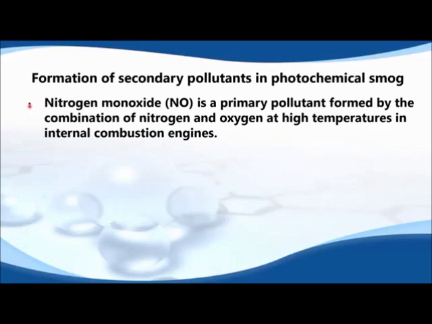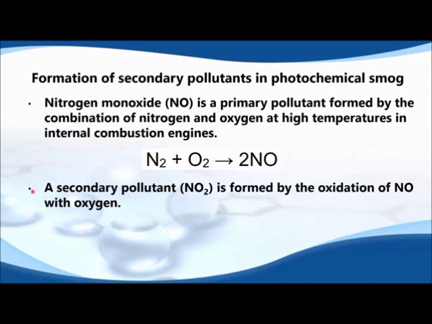So nitrogen monoxide is a primary pollutant formed by the combination of nitrogen and oxygen at high temperatures in internal combustion engines. So here's the equation. We have nitrogen plus oxygen, which forms nitrogen monoxide. Next, a secondary pollutant, which is nitrogen dioxide, is formed by the oxidation of nitrogen monoxide with oxygen. So here we have nitrogen monoxide reacting with oxygen to form nitrogen dioxide.